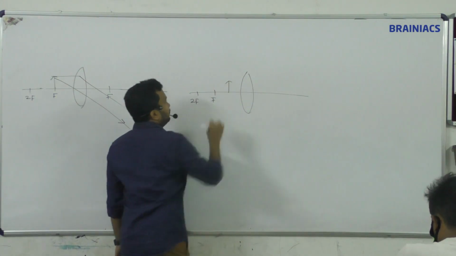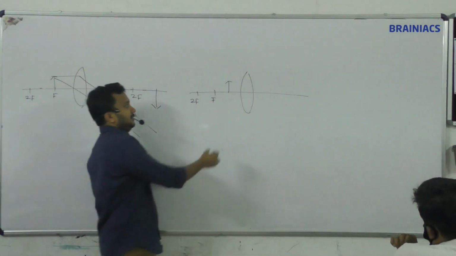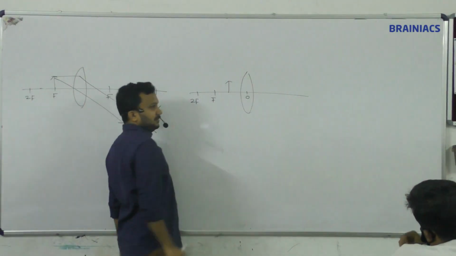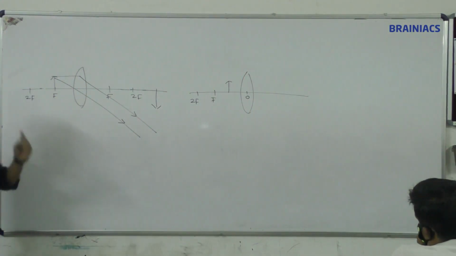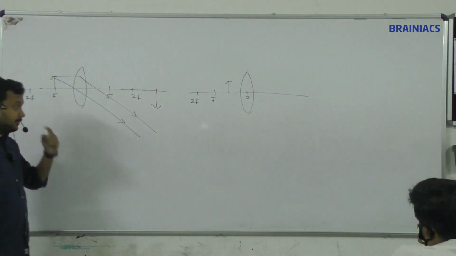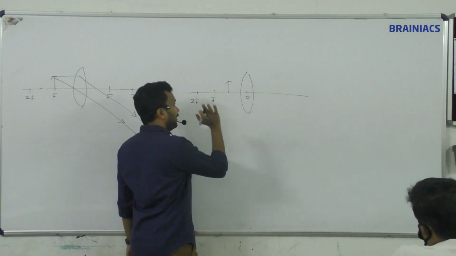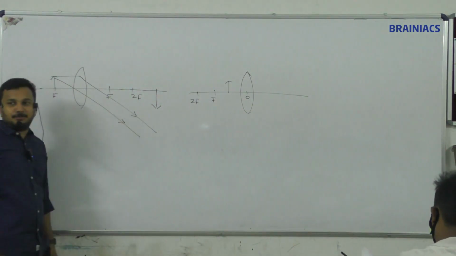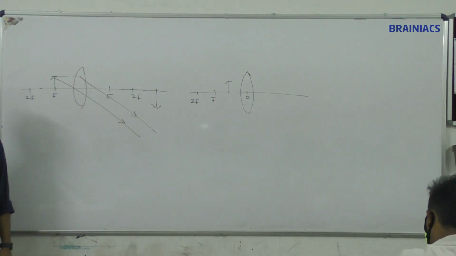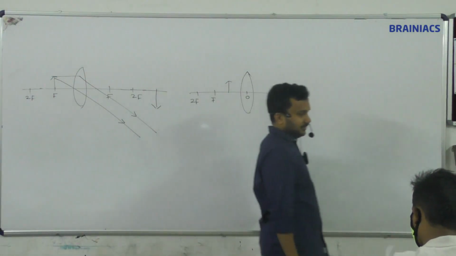If an object is placed between the focus and the optical center, where will the image be formed? On the same side. So what type of image is it? Look back at your notebook in case of doubt: image formation by a convex lens. It is okay, we may forget, but just to see.